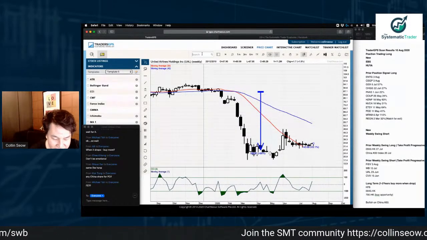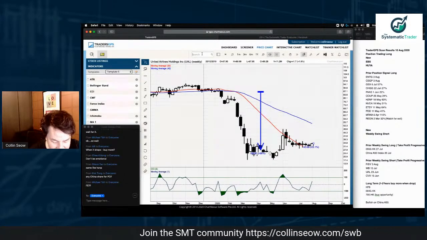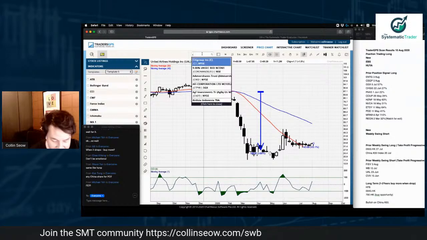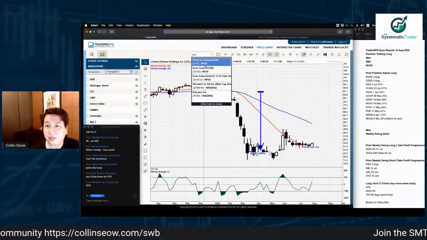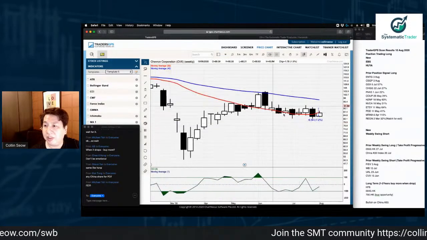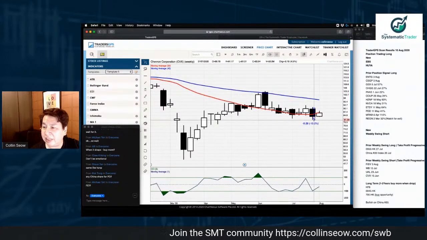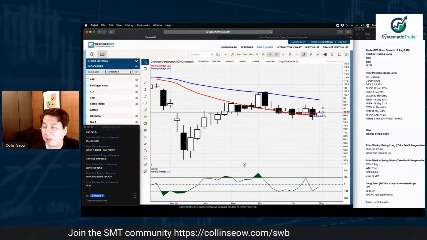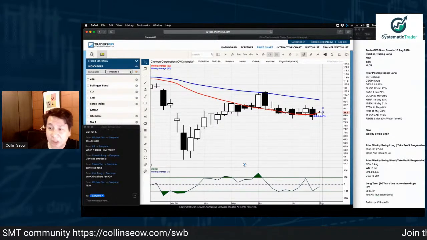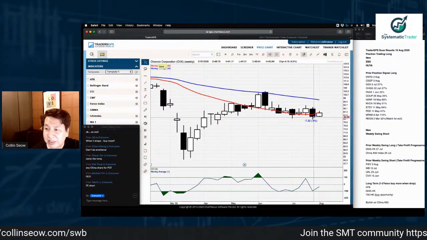The last one is CVX. Weekly swing, it went down as much as 10%. Now it's up about 3%. All these are short positions. If you want to take some, you can.